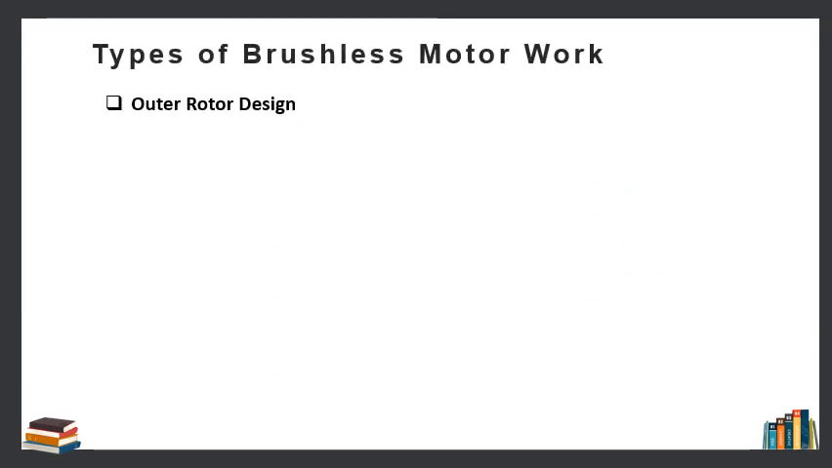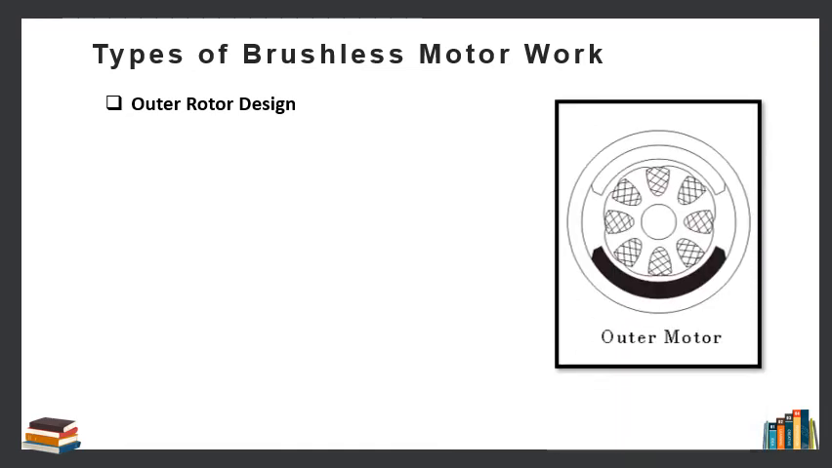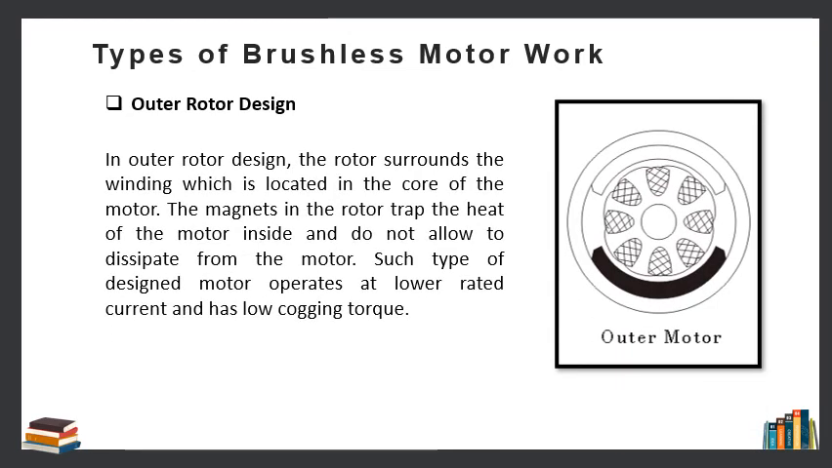Next is the outer rotor design. So this is the diagram for the outer rotor motor. In an outer rotor design, the rotor surrounds the winding, which is located in the core of the motor. The magnets in the rotor trap the heat of the motor inside and do not allow it to dissipate from the motor. This type of motor operates at a lower rated current and has low cogging torque.